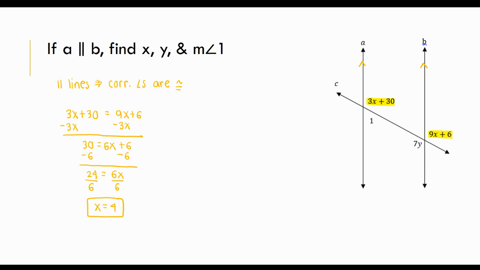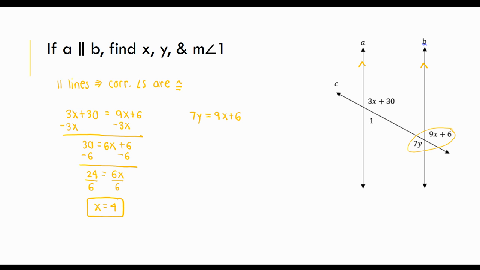All right, now we need to solve for y. Well, I only see one expression that has a y. I notice that it has a relationship with this 9x plus 6 angle because they share a vertex and they're directly across from each other. And so that tells me that we have vertical angles, and vertical angles are congruent. So I know that 7y is going to equal 9x plus 6.